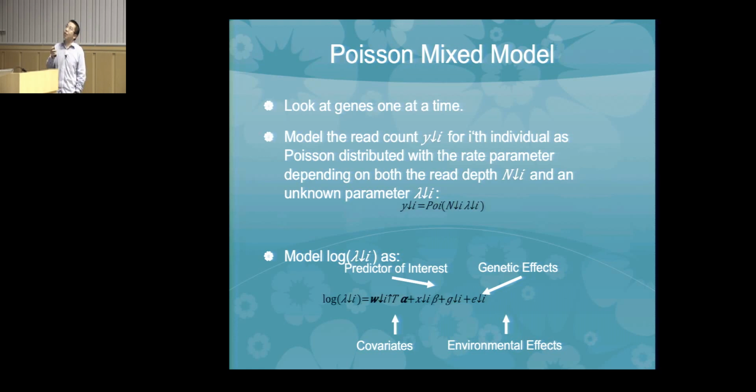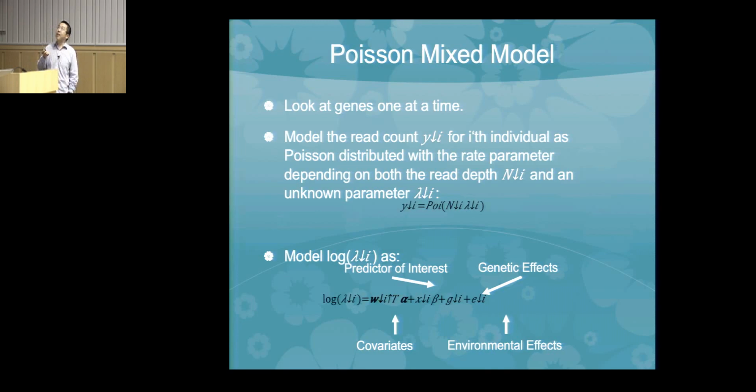One factor is the total read depth. Intuitively, if you sequence and get higher coverage for that individual, then you are going to have a higher read count for that particular gene, right? Therefore, it's scaled with n sub i. In addition to n sub i, we also have lambda sub i, the unknown rate parameter. Therefore, y sub i follows a Poisson distribution with a rate parameter that's the product of n sub i, the read depth, and another unknown parameter, lambda sub i.